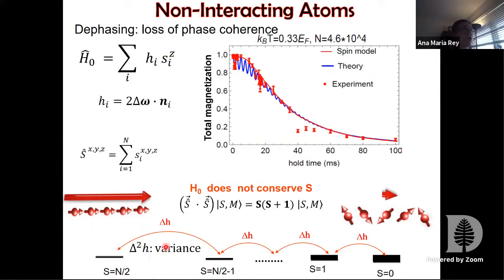So unless the H_Is were exactly the same, this will be total S, and then they will commute, and the system will not magnetize because all the spins are going to oscillate together.